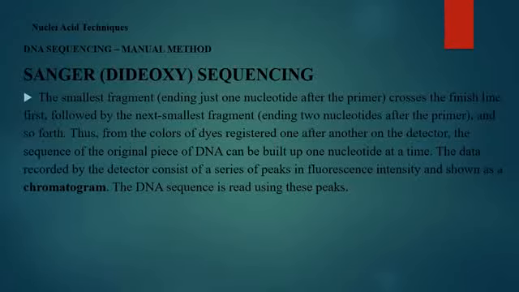The data recorded by the detector consists of a series of peaks in fluorescence intensity and shown as what we call a chromatogram. The DNA sequence is read using these peaks. Let me just make it simple. So we want to sequence the gene Adomako. And I've told you the gene Adomako codes for Adom Aranko.